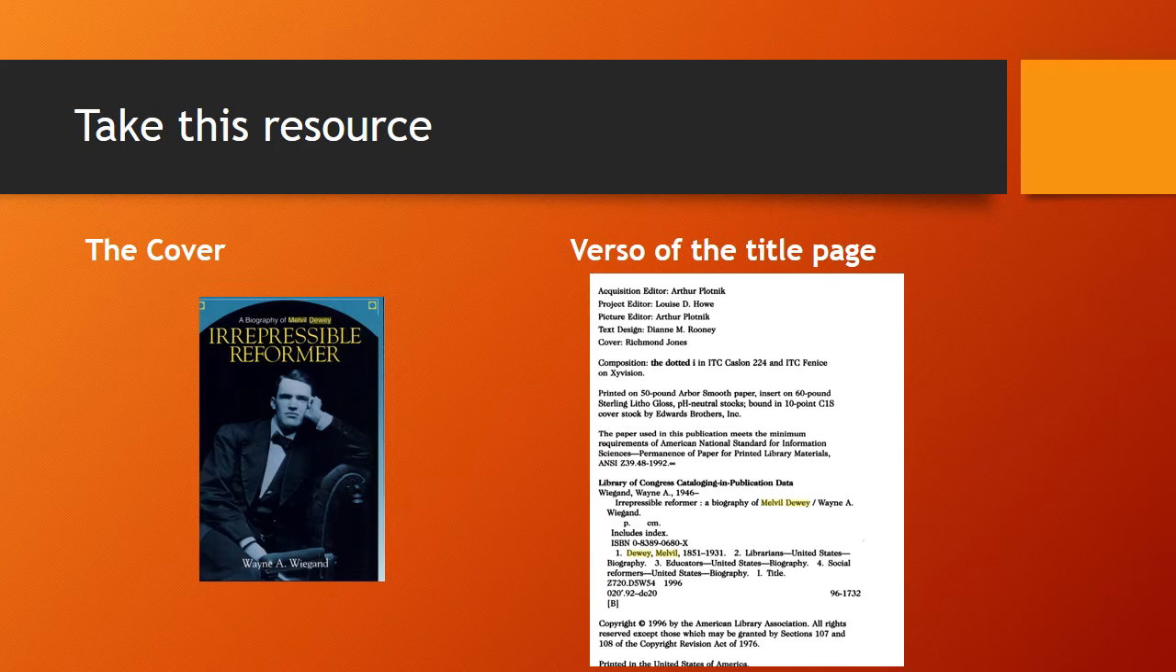So then we see the title, and here it's very clear that A Biography of Melville Dewey is a subtitle of Irrepressible Reformer. Notice that the subtitle begins with a small a. Just like in citation, different citation styles, AACR2, the content standard for filling out a library record, tells us exactly how to write this title.